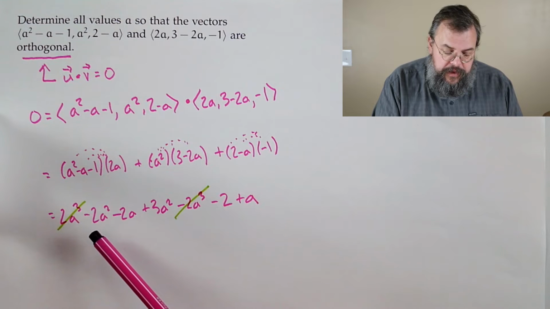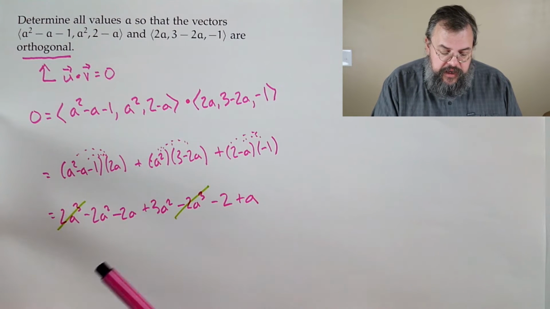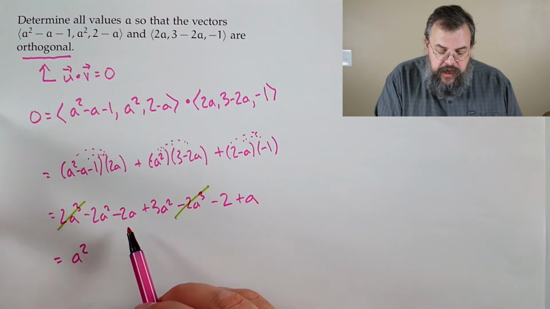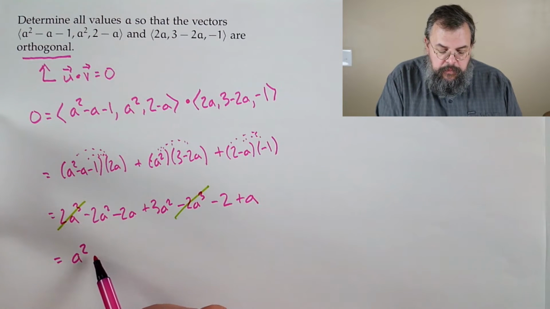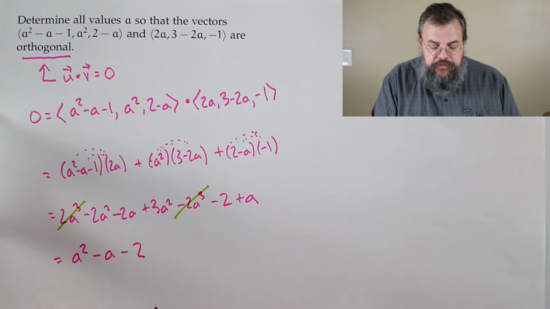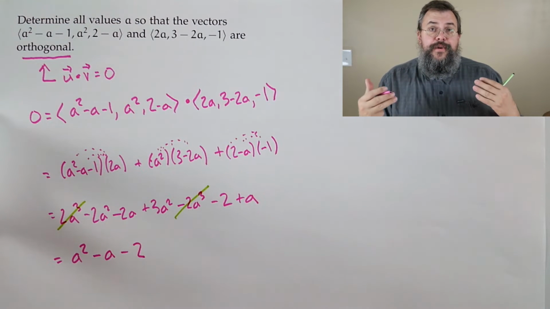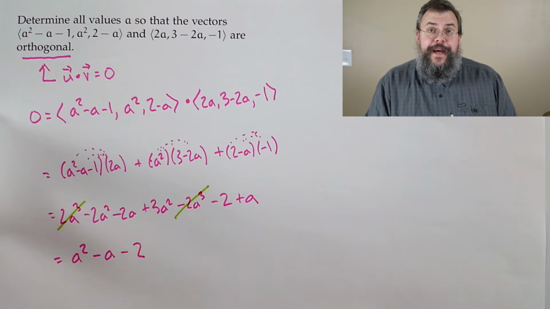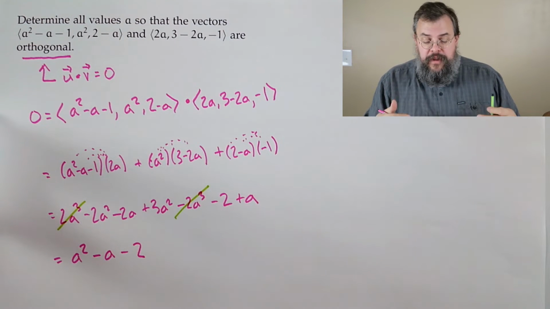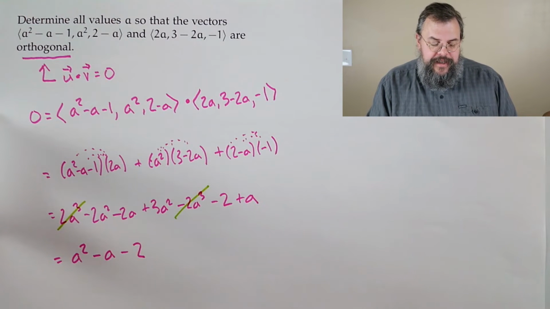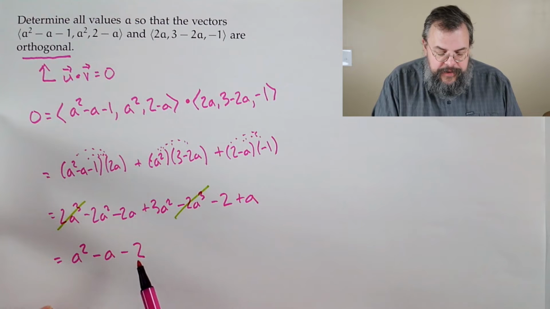But what else happens? Well, we have a minus 2a squared and a plus 3a squared, which just reduces to a squared. Minus 2a plus a minus a. Minus 2 minus 2. And so we say, all right, so we need a squared minus a minus 2 equals 0. Well, we probably can factor that. Indeed, after you've done these for a while, you're like, hey, we see certain polynomials showing up again and again. This one looks like something that can factor.